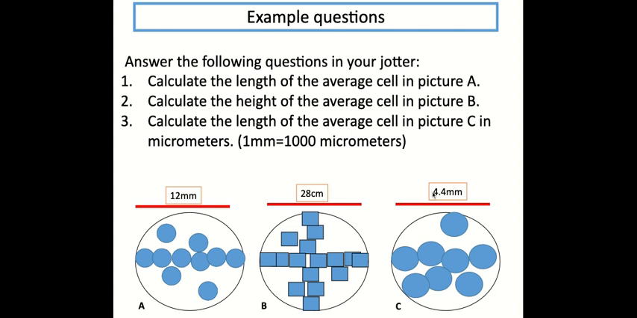Now finally, this is the challenging one. For number 3, calculate the length of the average cell in picture C in micrometers. And again, it's given us that information that we need to do the conversion.